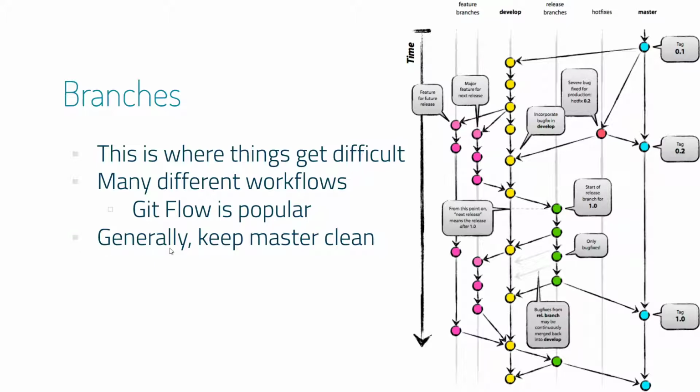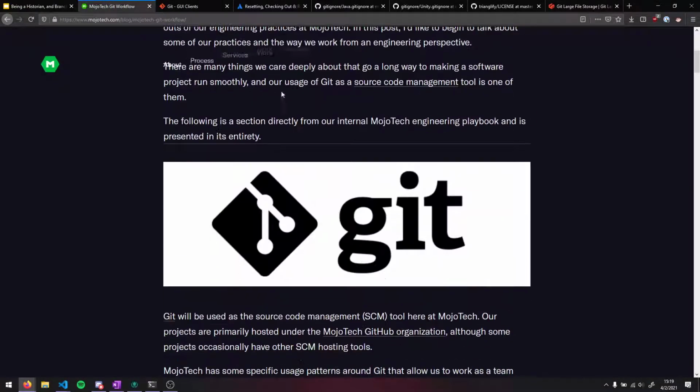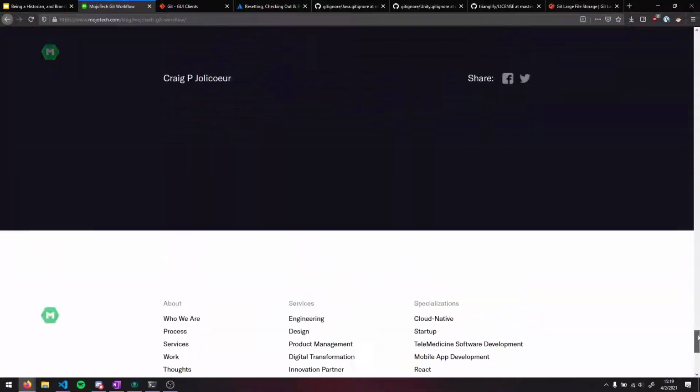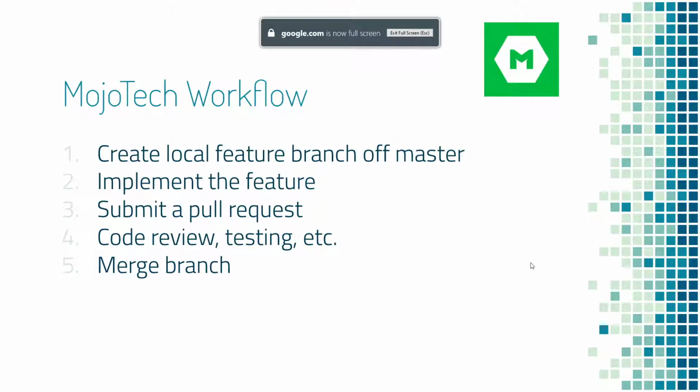But no matter what workflow you're working with, you generally want to keep the master branch clean and always working. A workflow that I found while I was doing some interviews with companies is Mojo Tech, a company I interviewed with. They have their Git workflow on a blog post, and I found this is actually a really well-structured way to organize your branches. So you'll have, again, the master branch, which you want to keep clean and always working.